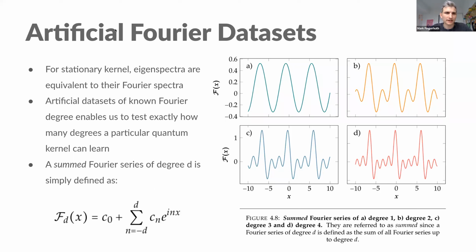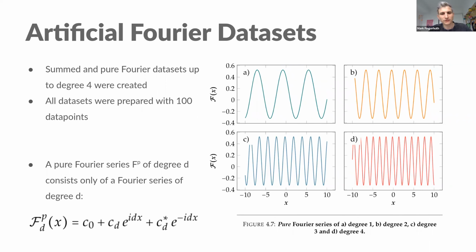So that made us create these different types of artificial Fourier data sets. There are two different types that we created. The first one is a straightforward Fourier series based data set, where we have Fourier series ranging from degree 1 to 4. We call them summed Fourier series because the Fourier series of degree 4 doesn't just contain the degree 4 component, but actually contains all the degrees summed up to 4.